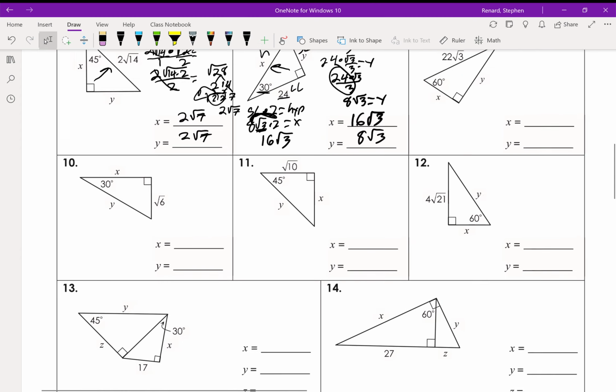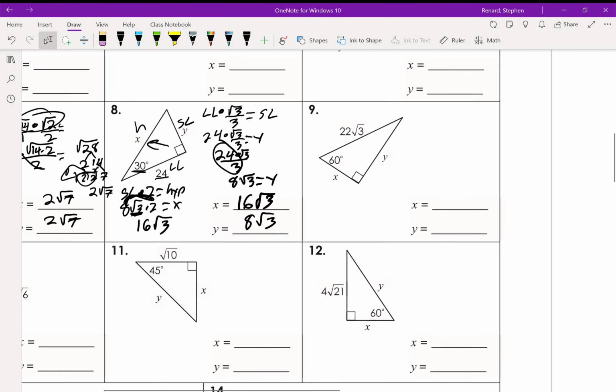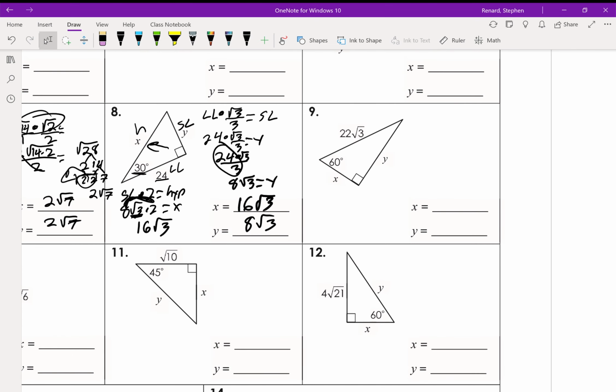Okay, 9's a little tricky, so let's show that one. That's going to explain how to do the next group of them. So this is a 30, 60, 90, and what we're looking at is across from the 90-degree angle, so that's our hypotenuse. So the first thing we do, according to our flow chart, hypotenuse is on the far right of the 30, 60, and 90 flow chart. We take our hypotenuse and we divide by 2. And that's going to give us our short leg.